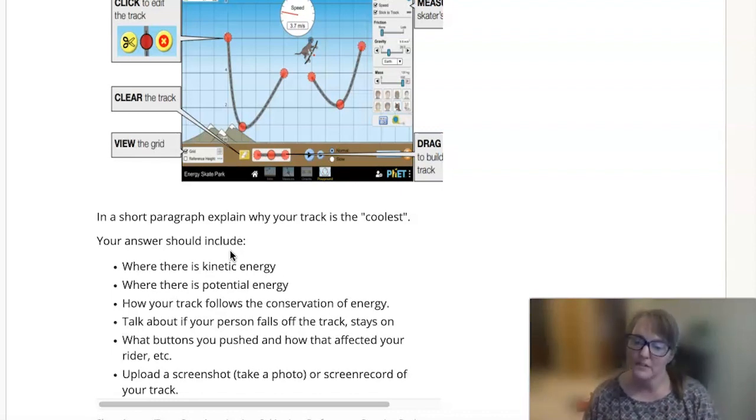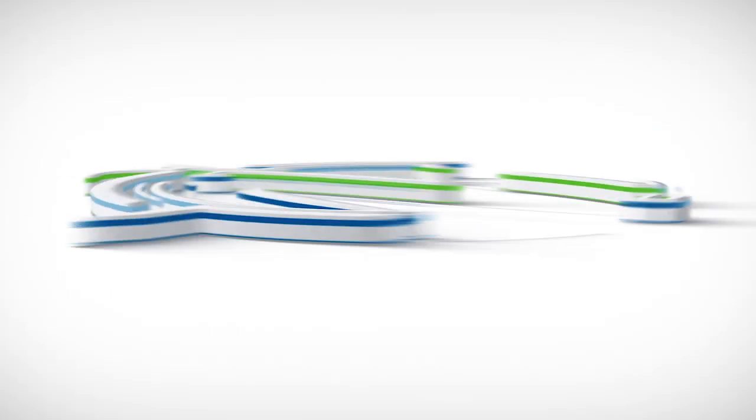So what buttons did you push? How did that affect your rider? You need to explain these things verbally. So I need to be able to hear your answer so I know that you know how to do it. You are going to go through, make your track, answer the questions, show me the energy changes that are occurring, and that is going to be your project for this unit.